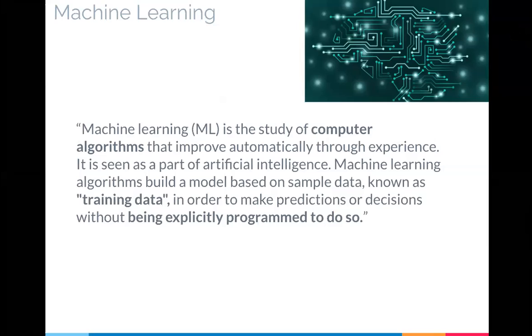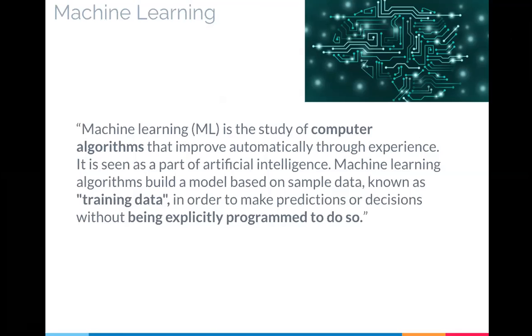So here there are three important notions: the notion of computer algorithm, of course, the notion of training data. When you want to realize a machine learning algorithm, you will need to collect data, and your algorithm will train on this training data. And the fact that the algorithm is not explicitly programmed to do something. What it means is that the programmer is not going to explicitly describe the rules, and the algorithm will only learn from the data.